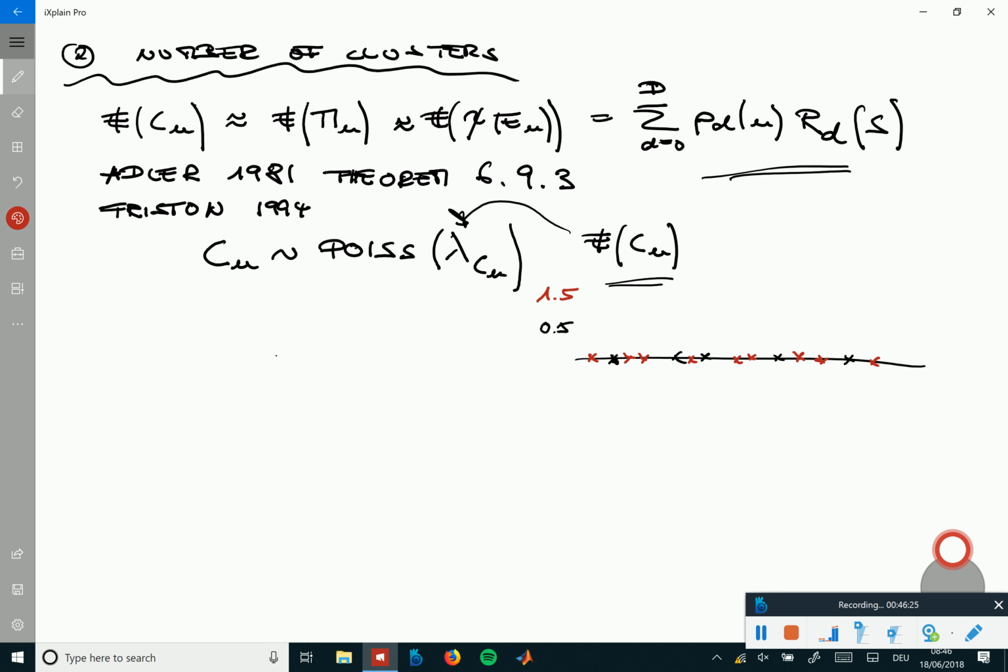But yeah, so we now have a Poisson distribution for the number of clusters, which is just parameterized by the expected value of the number of clusters, for which we have this expression. And this is a good time point for a break if there are no questions right now. Good, then let's have a break.